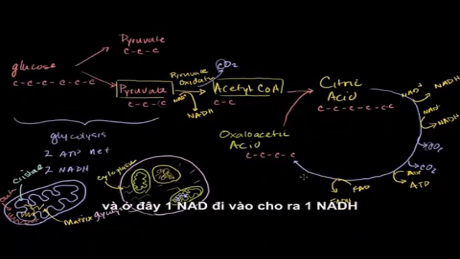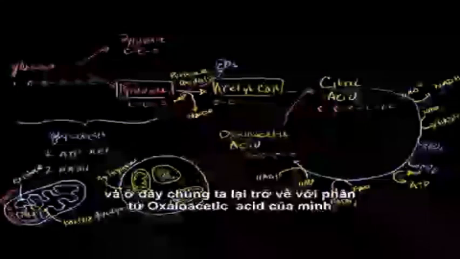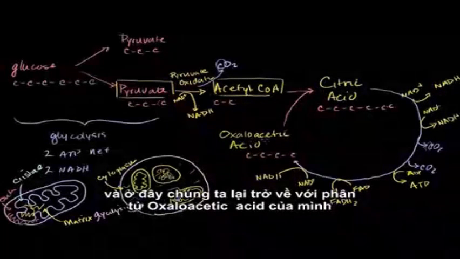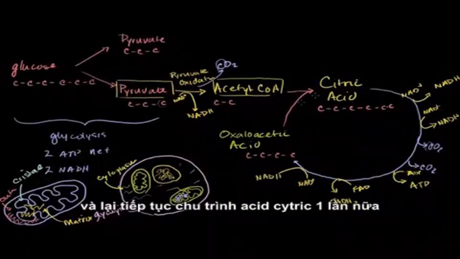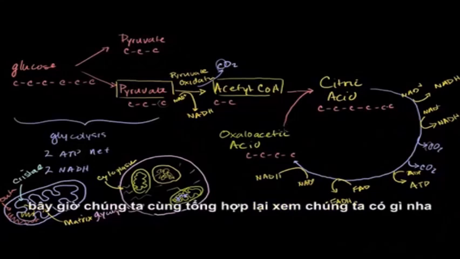And then maybe we'll have another NAD get reduced or gain in hydrogen, right? Reduction is gaining an electron or gaining a hydrogen whose electron you can hog. NADH. And then we end up back at oxaloacetic acid, and we can perform the whole citric acid cycle over again. So now that we've written it all out, let's account for what we have.